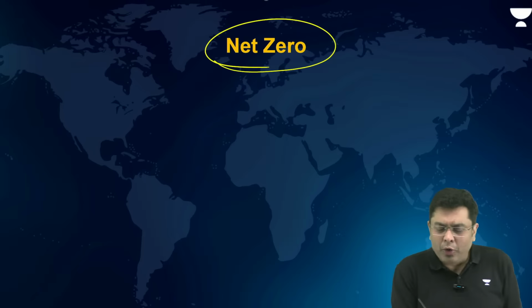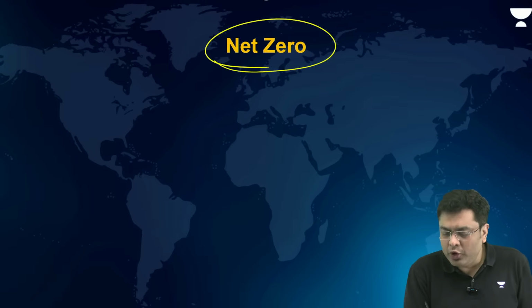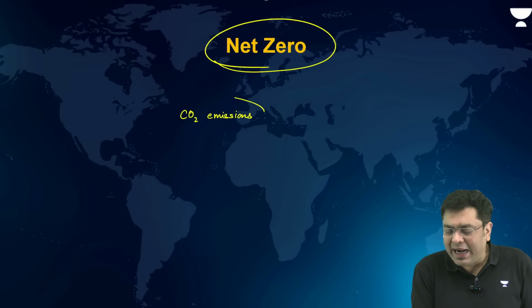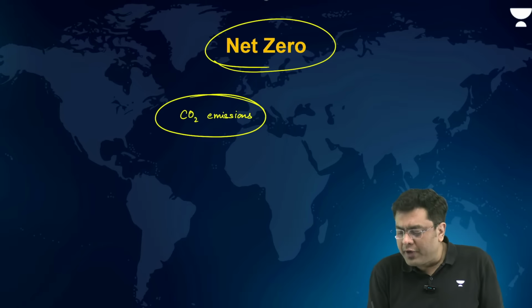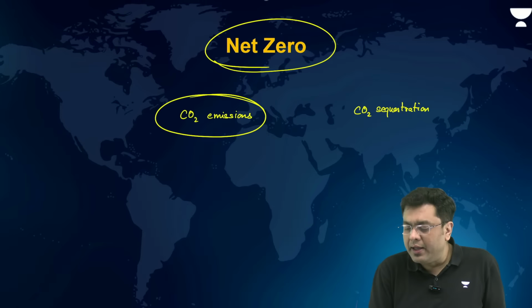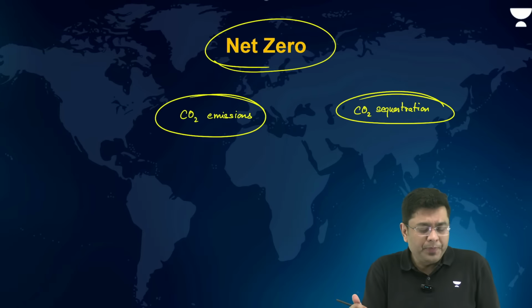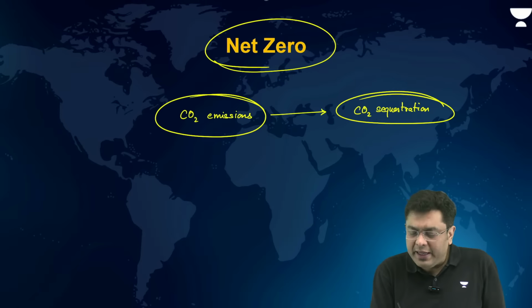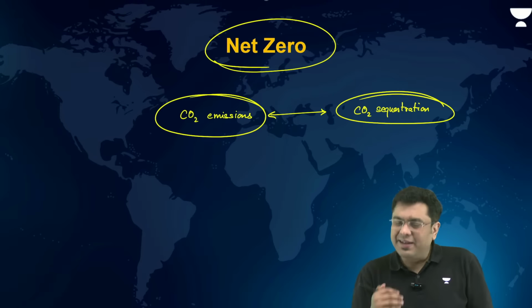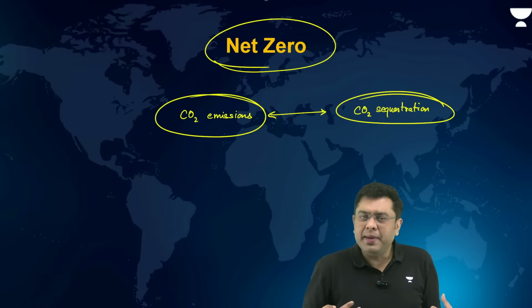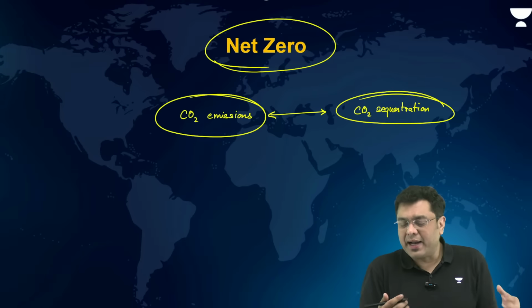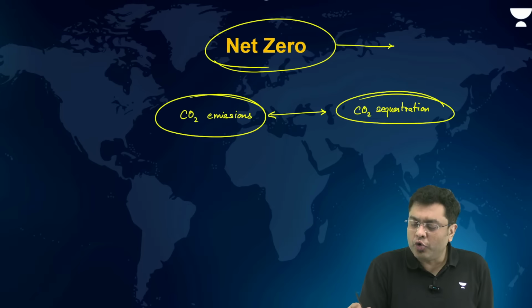Whatever amount of greenhouse gases or CO2 emissions you are producing, you ensure that in that year you have that much amount of carbon dioxide storage, capture and sequestration, by planting trees, by going for greener aspects, and so on. So emissions have to be equal to sequestration. That is net zero. Now, the Paris Agreement actually advises countries to achieve this net zero goal by 2050.